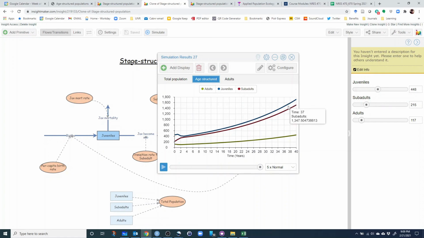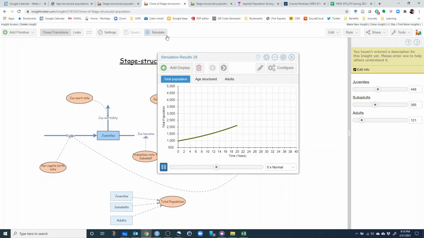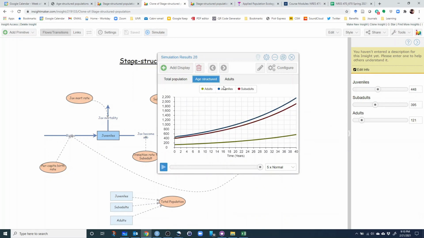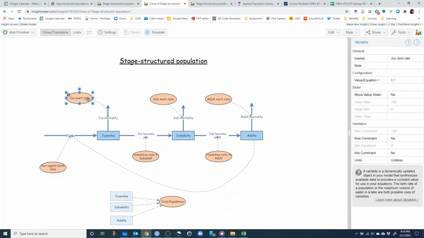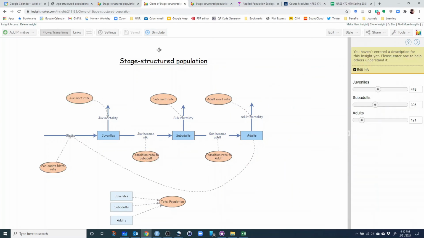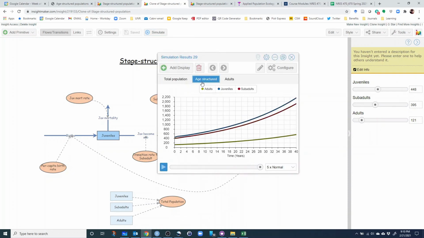So you can see that now the juvenile and subadult are pretty close together at stable age distribution, and adults much lower. So let's see if we can get something smoother, and that's pretty good. All right, so we now have a new stable age distribution, and we could keep changing that. Every time we change our vital rates, we're going to get a new stable age distribution.